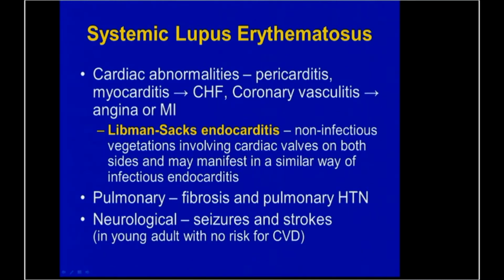The other cardiovascular problem that you see in systemic lupus is Libman-Sacks endocarditis, which is non-infectious. We talked about it before in cardiovascular diseases: vegetations involving the cardiac valve on both sides. I'm sure that you remember this. It may manifest in a similar way to infectious endocarditis. What about the pulmonary problems with systemic lupus? Fibrosis and pulmonary hypertension.